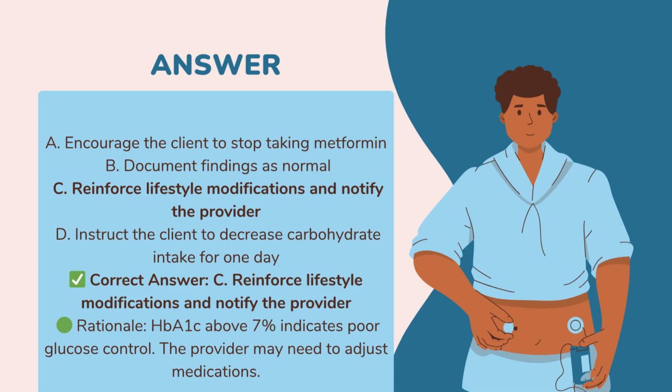Question 3. A client's recent lab results show the following: HbA1c 8.3%, fasting glucose 175 mg/dL. What is the most appropriate action by the nurse? A. Encourage the client to stop taking metformin. B. Document findings as normal. C. Reinforce lifestyle modifications and notify the provider. D. Instruct the client to decrease carbohydrate intake for 1 day.